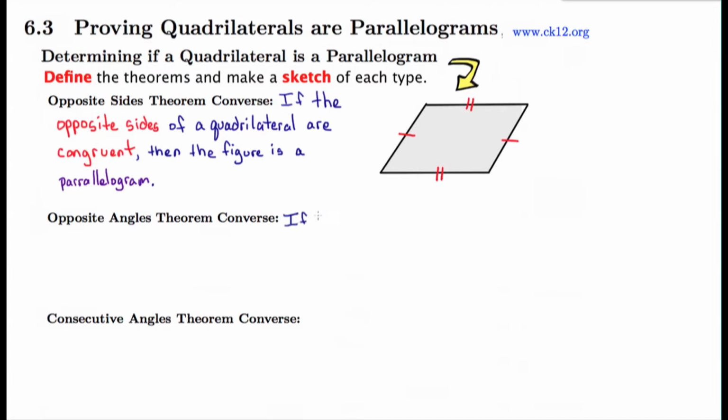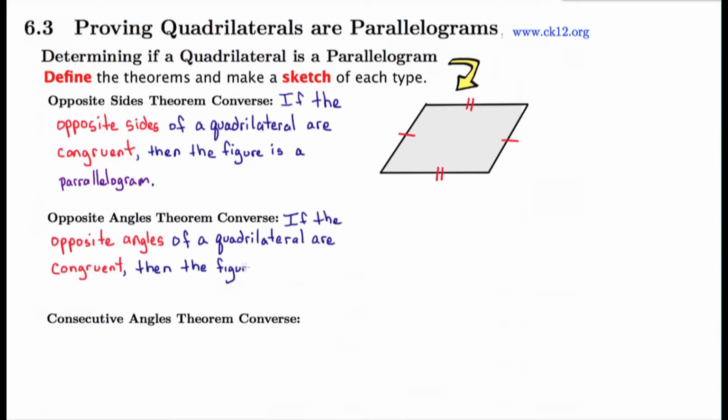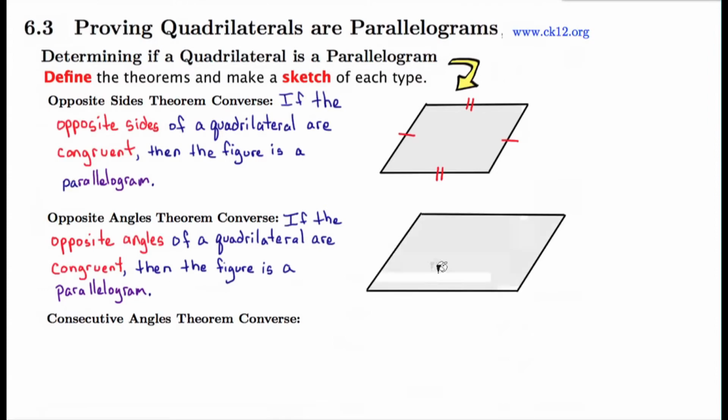The opposite angles theorem converse states if the opposite angles of a quadrilateral are congruent, then the figure is a parallelogram. And whoops, I misspelled parallelogram here. Let me fix that. Okay, and now let's make a sketch of the opposite angles theorem converse. Okay, and there it is.